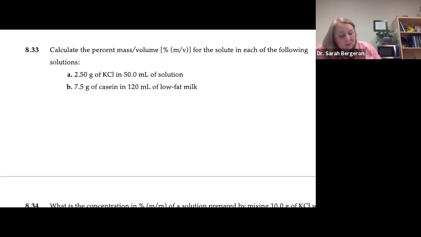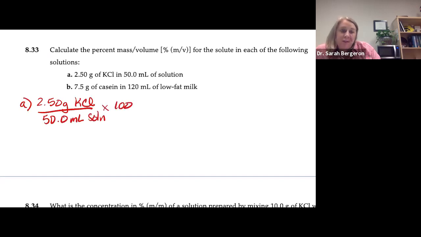All right, 8.33, calculate the percent mass by volume for the solute in each of the following solutions. So A, we have 2.50 grams of KCl in, ooh, this is going to be easy, 5.0 milliliters of solution. The formula is multiply by 100. That's it, mass by volume. All you have to do is go look on your sheet. What is percent mass by volume? Grams per milliliter. Easy peasy. So what do we get? You plug it into your calculator and you should get 5% mass by volume KCl.